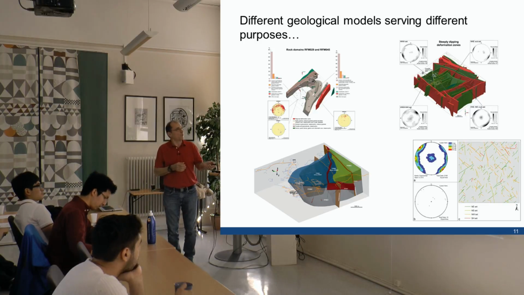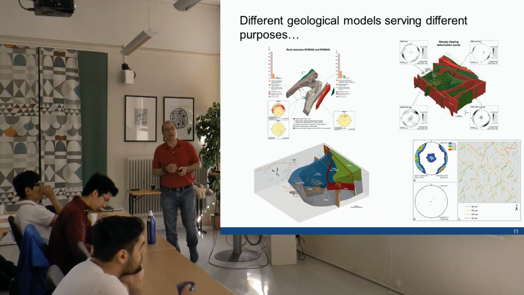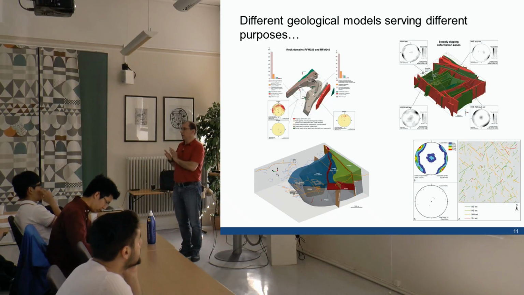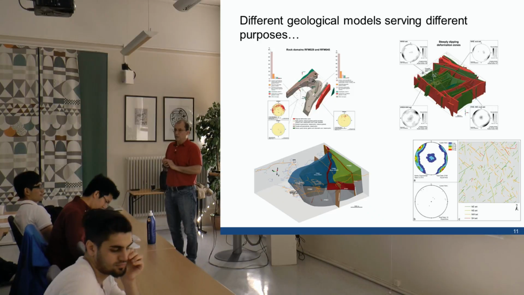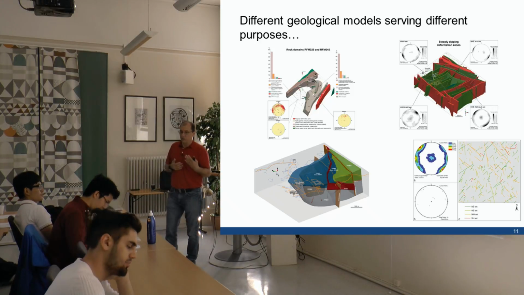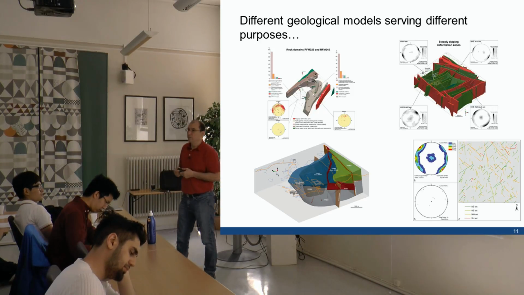This model over there has the same rock volume as this. This is a deformation zone model. It shows the unconformities in the bedrock. Why are deformation zones important then?